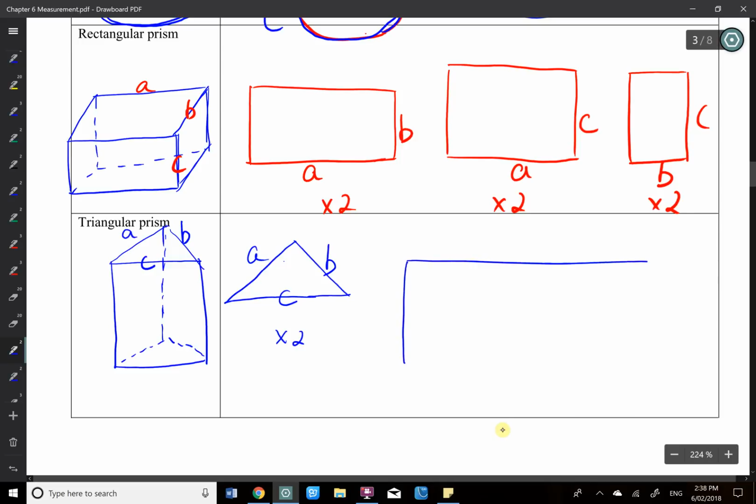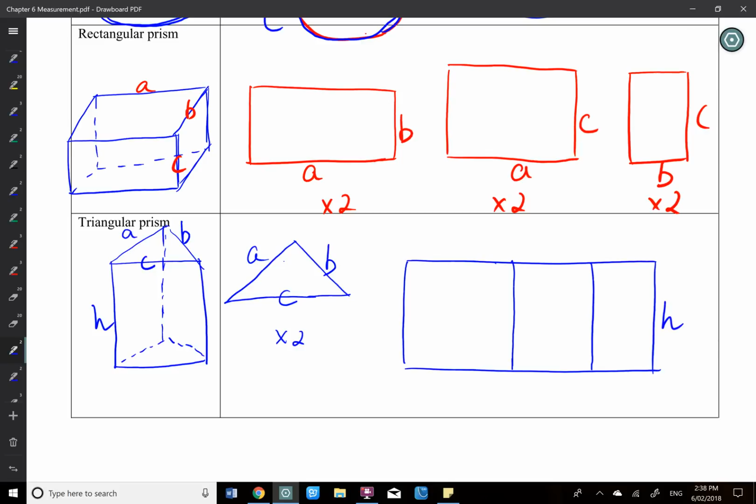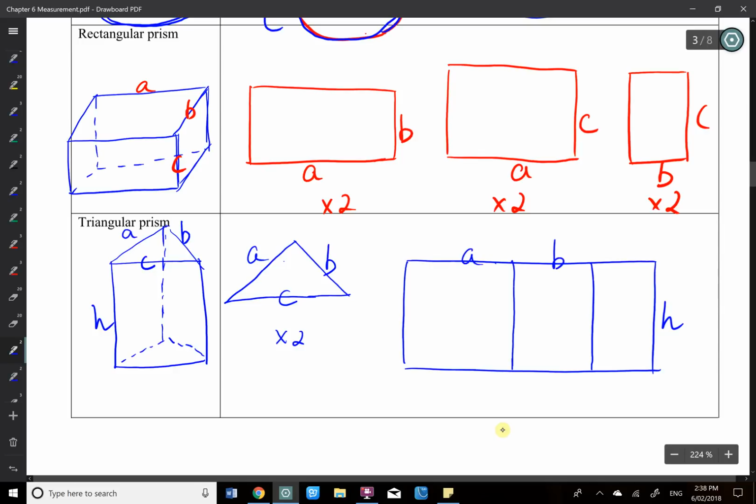Let's just draw 3 rectangles together. Let's say that's H, so that will be the height. So what are those lengths? Think about when you put it back. What does that become? ABC. That's right.